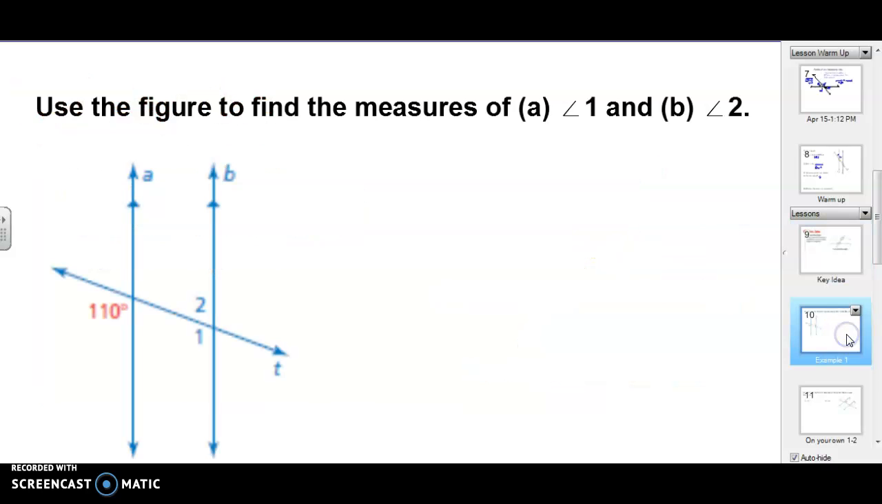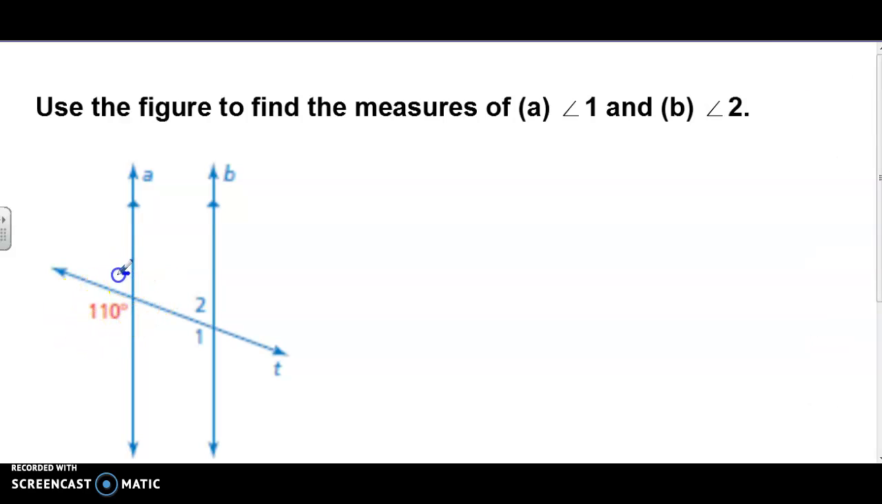That's the relationship. So here it says use the figure to find the measures of angle A, of angle 1 and angle 2. So they give us that this angle is 110 degrees. Out of these 4 angles that are created when these 2 lines intersect, 110, what position is that in? Is it in the top left, the top right, the bottom left, or the bottom right? Well, I would say it's in the bottom left position.